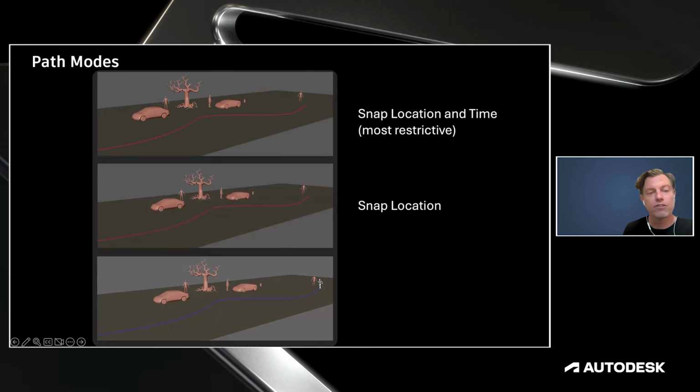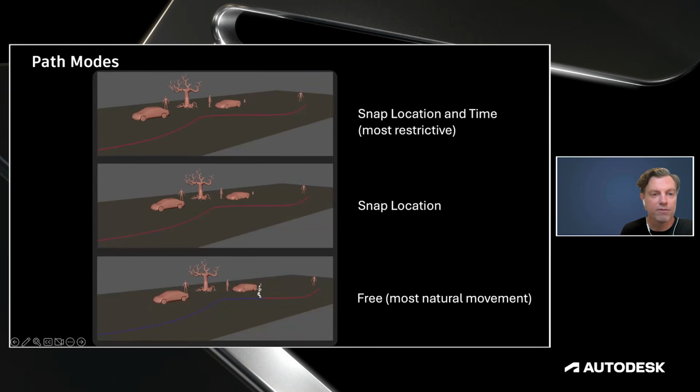You can let the character just drift in time. So that's just snap location. And that allows, and Etienne's going to go into more of these and how it works under the hood, but that lets the character have a little more natural motion in terms of timing, sacrificing timing.